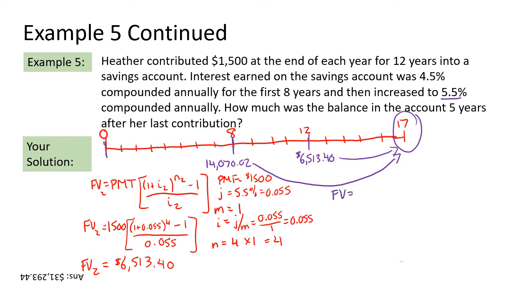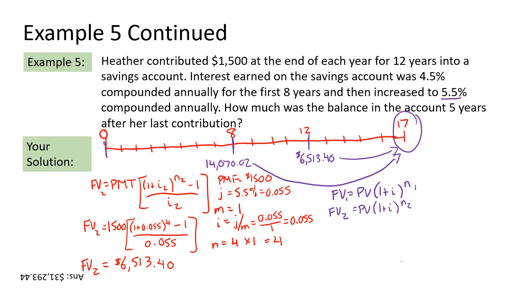Remember, future value for compound interest is present value times 1 plus the periodic interest rate to the exponent n, this n being the total number of compounding periods. So that's going to be for both the first annuity calculation and the second annuity calculation.